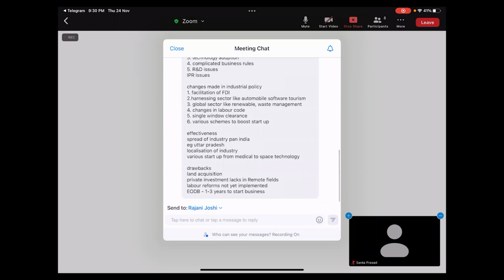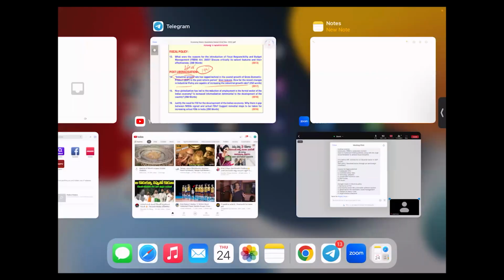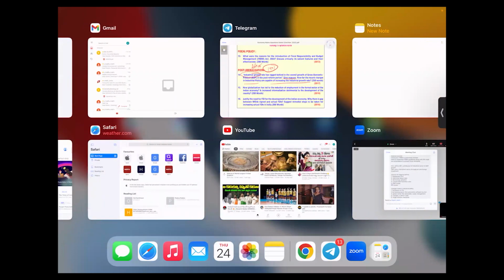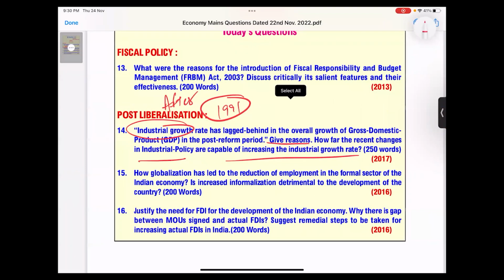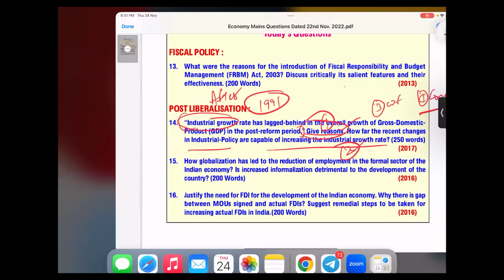Okay. Good points, Rajni. You have covered most of the points. So see the question again. Industrial growth has lagged behind in the overall growth of GDP in the post-reform period. So this is a statement. For this, you have to give reasons. So giving reasons is the first part. How far the recent changes are capable of increasing the industrial growth, second part. And then you're giving the drawbacks here, recent changes, then you'll give way forward and conclusion. Is the framework clear?